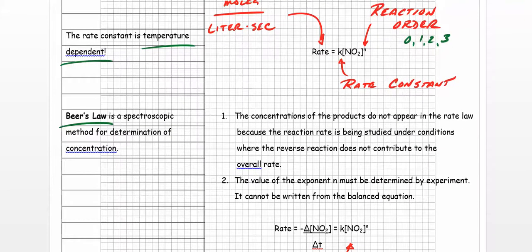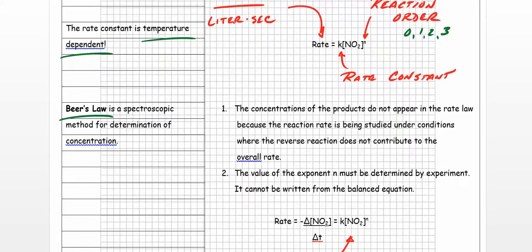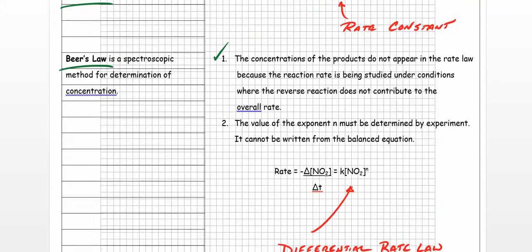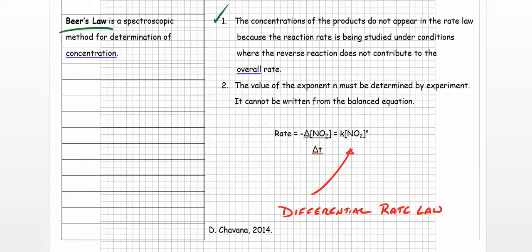Number two, the value of the exponent n must be determined by experiment, okay? Only empirical data will get that information to you. It cannot be written from the balanced equation. So when we write the differential rate law, and this is it right here, on the right-hand side, k is equal to [NO2] to the n power. That n right there can only be determined experimentally. So we'll keep that in mind.